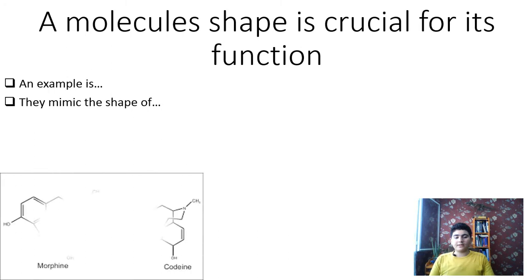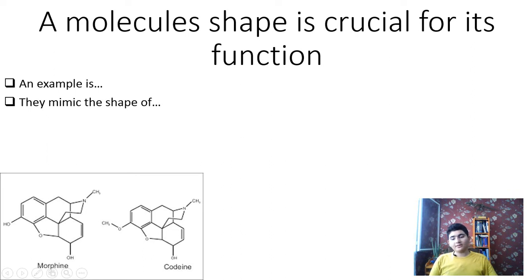These are some examples of this law. Morphine is like codeine, so it mimics the structure of codeine. As you can see, they are very similar, but in morphine we have a hydroxyl group attached to this other structure, while in this one the oxygen is bound to the CH3 group.